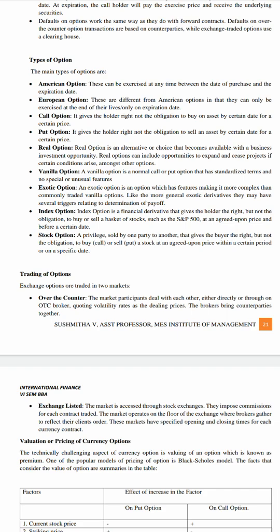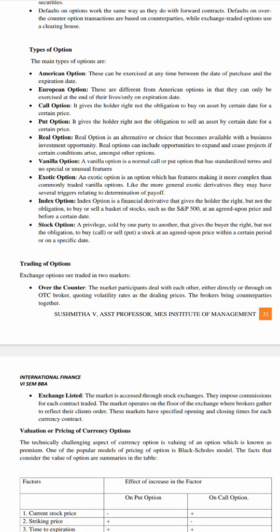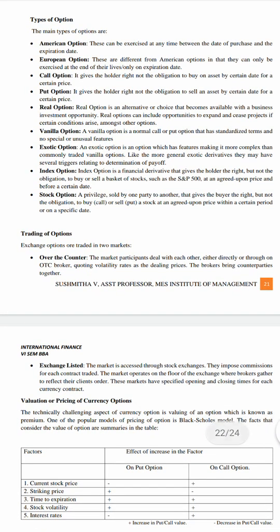Next you have the call option. When it gives the right to buy a particular asset that is underlying the option, then it is called a call option. And when you have given the holder the right to sell the underlying asset, then it is called a put option. So right to buy is a call option, right to sell is a put option.